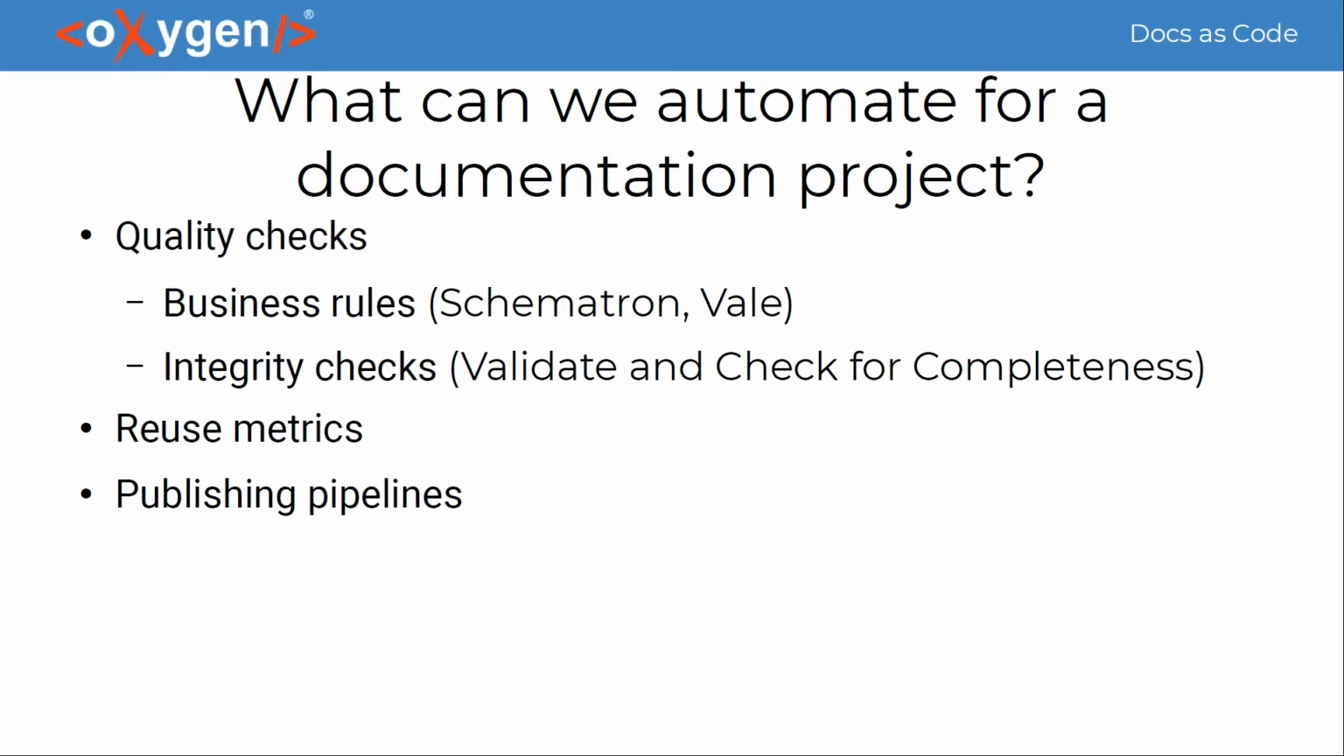You might automate some reuse metrics, see how much you reuse code in your documentation, or other metrics that might be useful. And of course the publishing pipelines. They're a great fit for automation. If you run them frequently, then you'll know the minute something breaks.